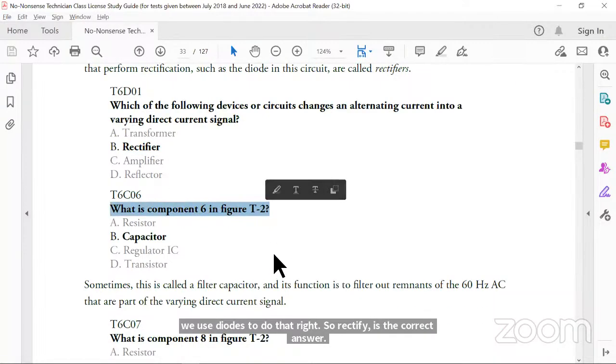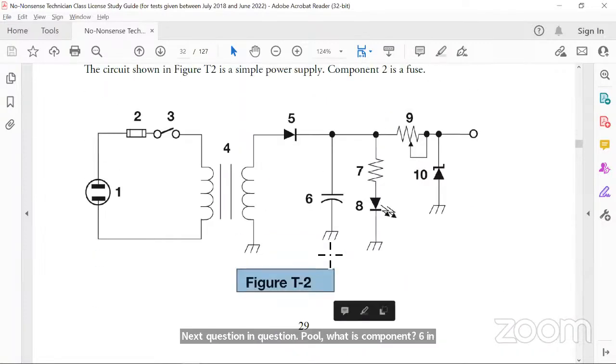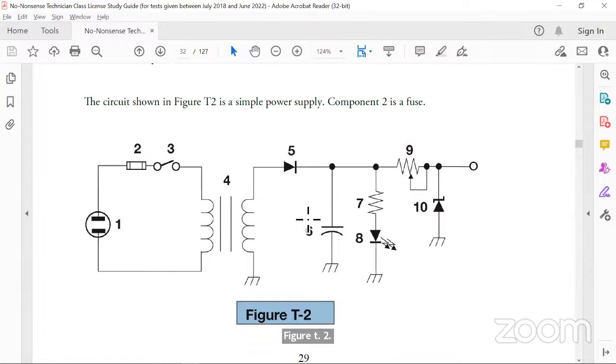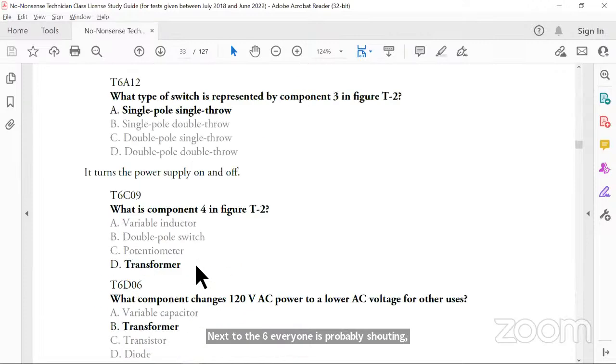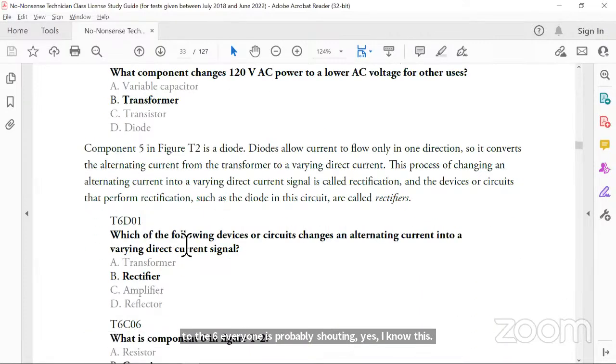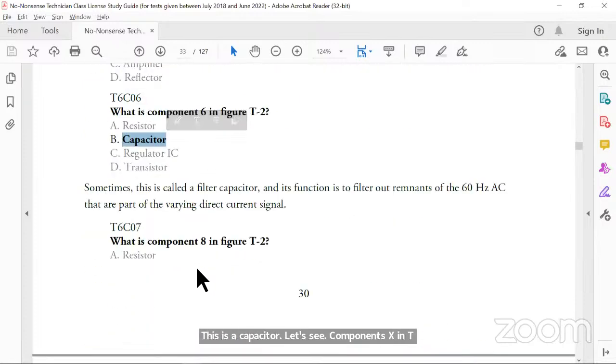Next question in the question pool. What is component 6 in figure T2? Let's look back at figure T2. This is figure T2. Component 6. Look for the 6. There's the 6. What component is next to the 6? Everyone is probably shouting, yes, I know this. This is a capacitor. Let's see. Component 6 in T2. You'll be quite correct. It's a capacitor.